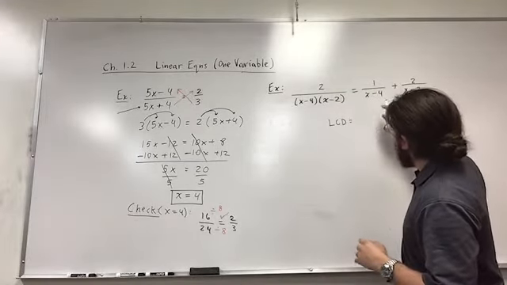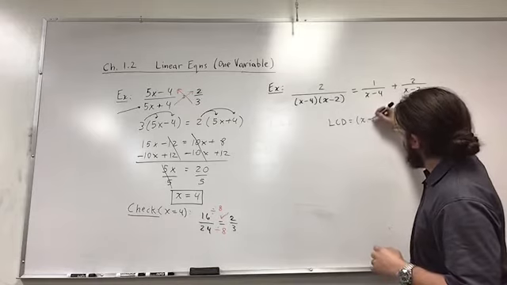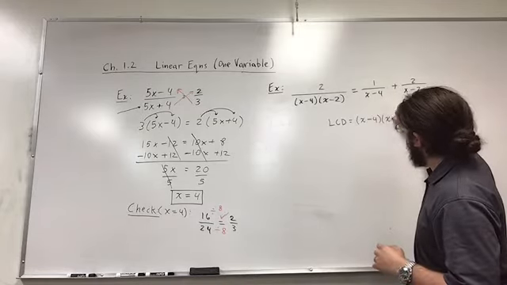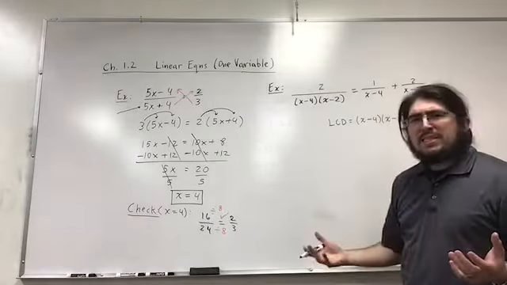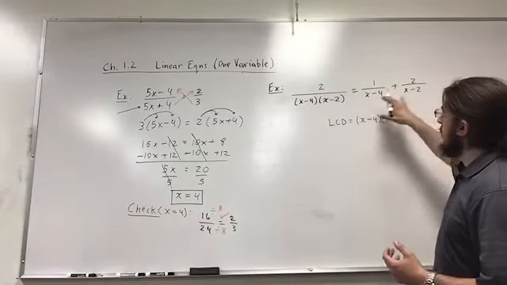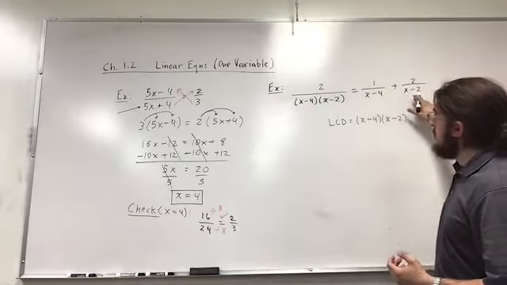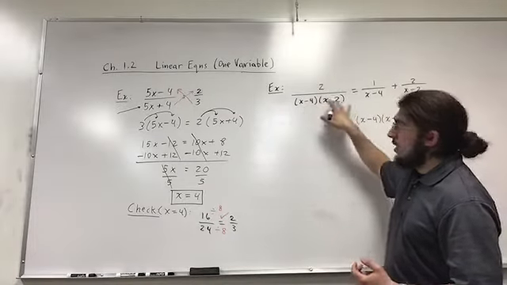The LCD is just going to be the product of all of the distinct factors. Basically, the product of all the denominators: x minus 4 times x minus 2. And notice here, x minus 4 and x minus 2 is there.